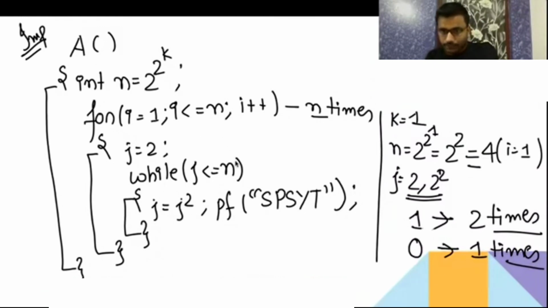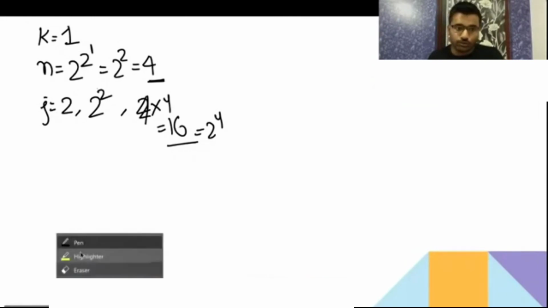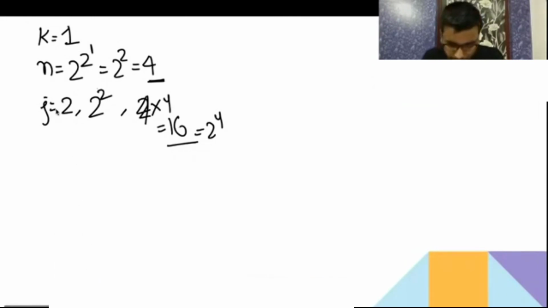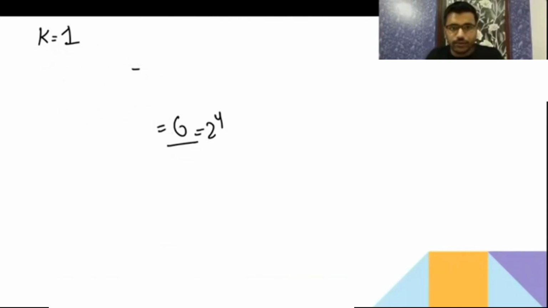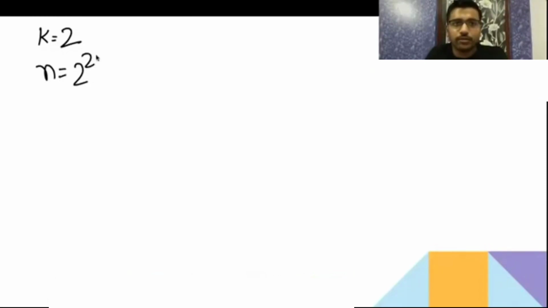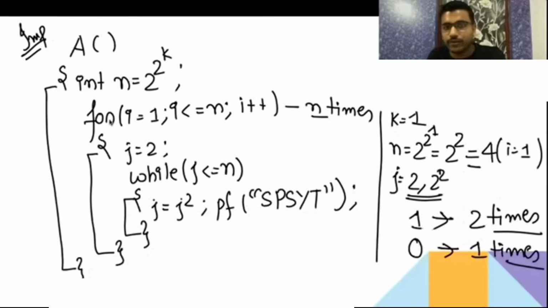Okay, now take k equal to 2, and you can verify, Chandra. When k equal to 2, n is going to be 2 to the power 2 to the power 2. Now see, it's 2 to the power 4, that is 16. So for that for loop, this is going to execute n times, means 16 times it is going to execute. Now for each value of I, how many times is this while loop going to execute?